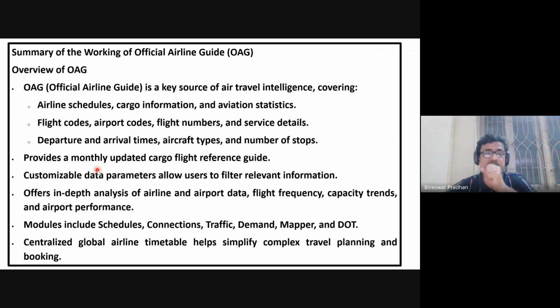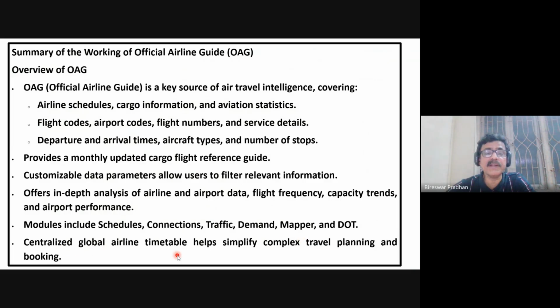It provides a monthly updated cargo flight reference guide and customizable data parameters. It allows users to filter relevant information or offers in-depth analysis of airline and airport data, flight frequency, and capacity frequency, meaning the time interval, capacity of trains, and the airport performance. Everything, even minute details, is there. Modules include schedule, connection, traffic, demand, mapper, and dot.